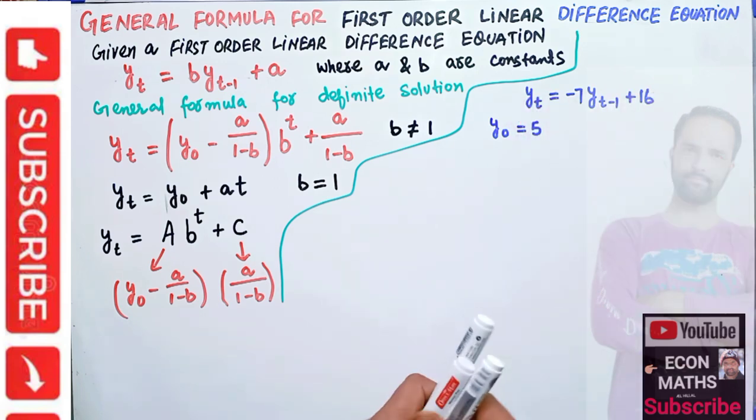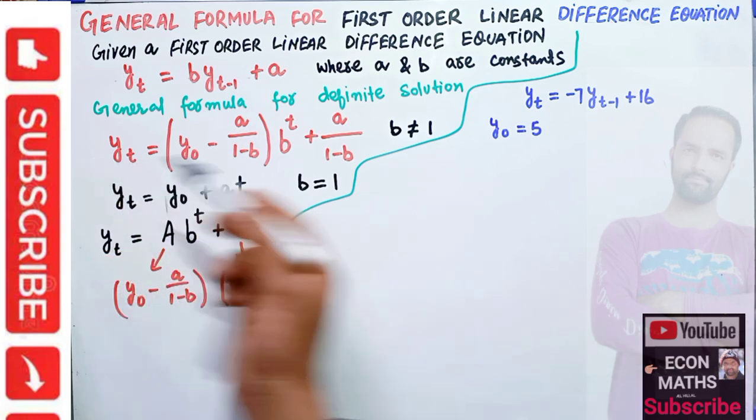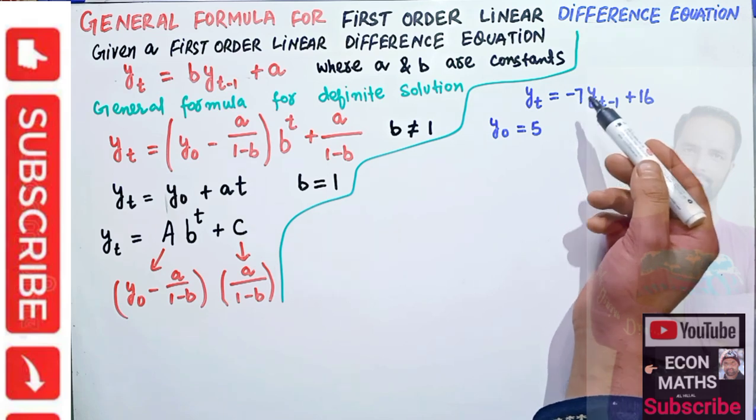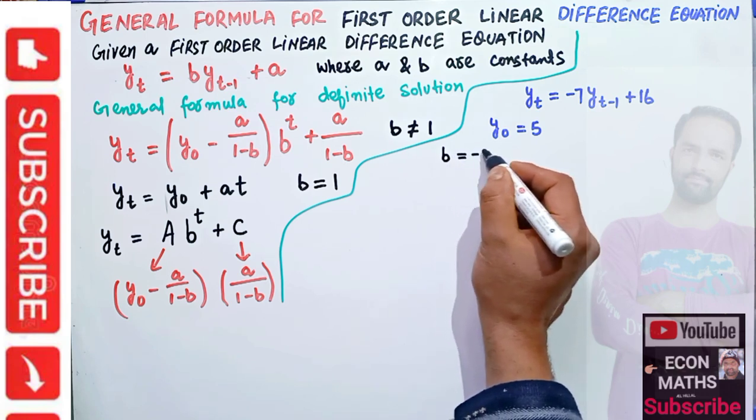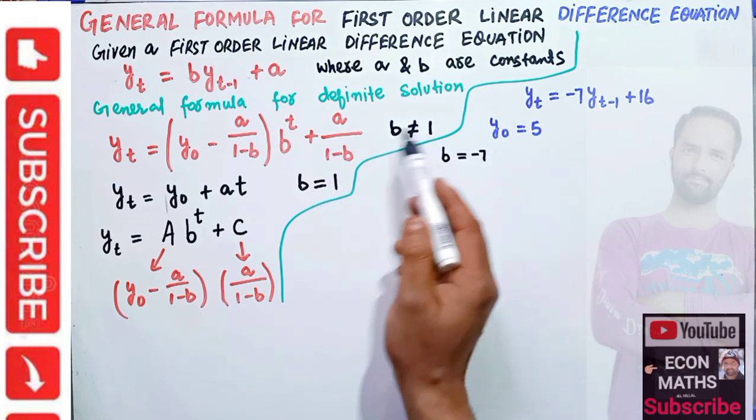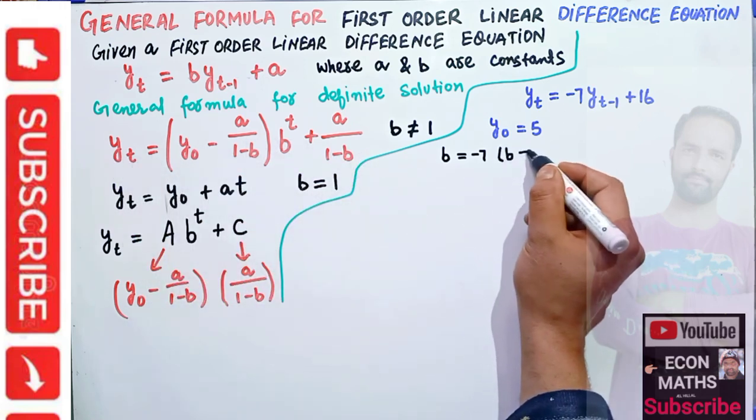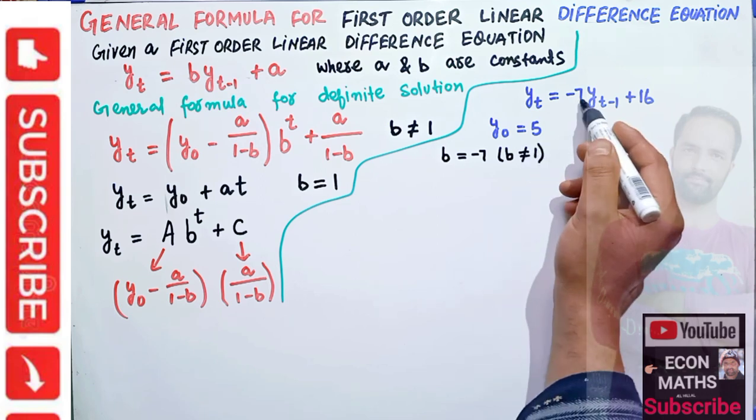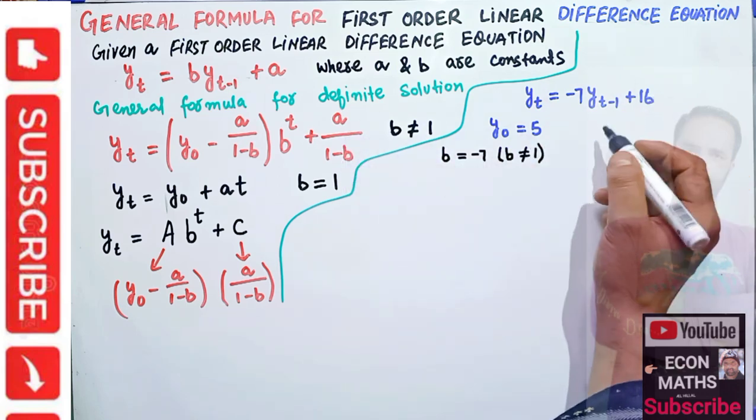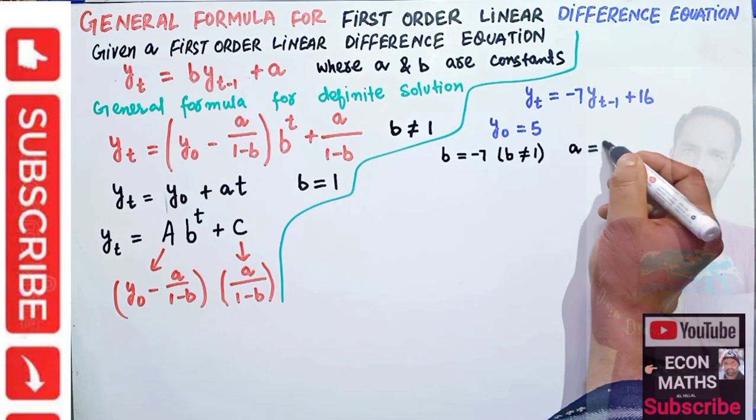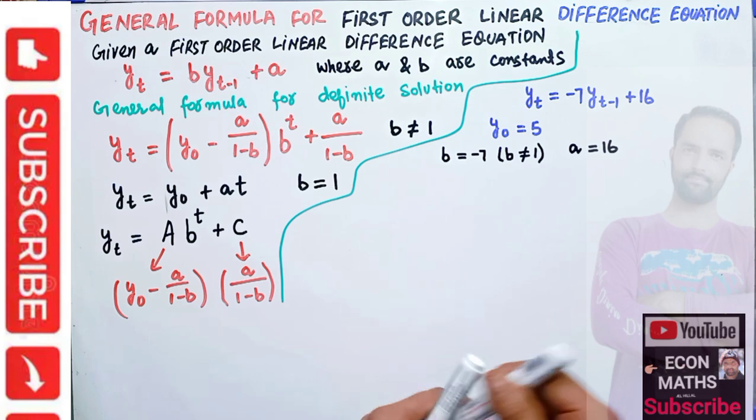To find the solution of this difference equation, let us first see what we are given here. Here our b is equal to minus 7. That means b is not equal to 1, so we use this formula. What is a? a is 16. Then our solution will look like this.